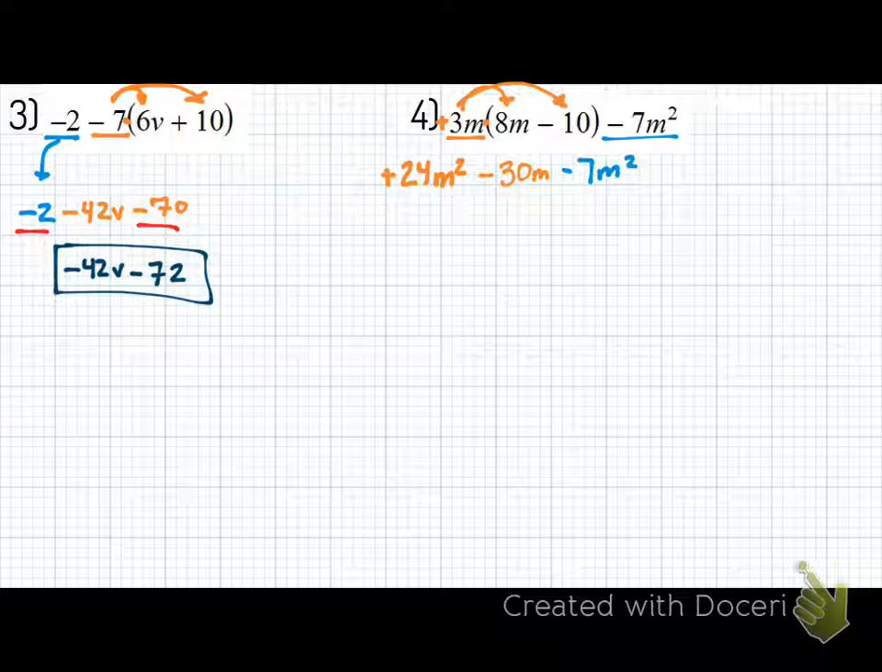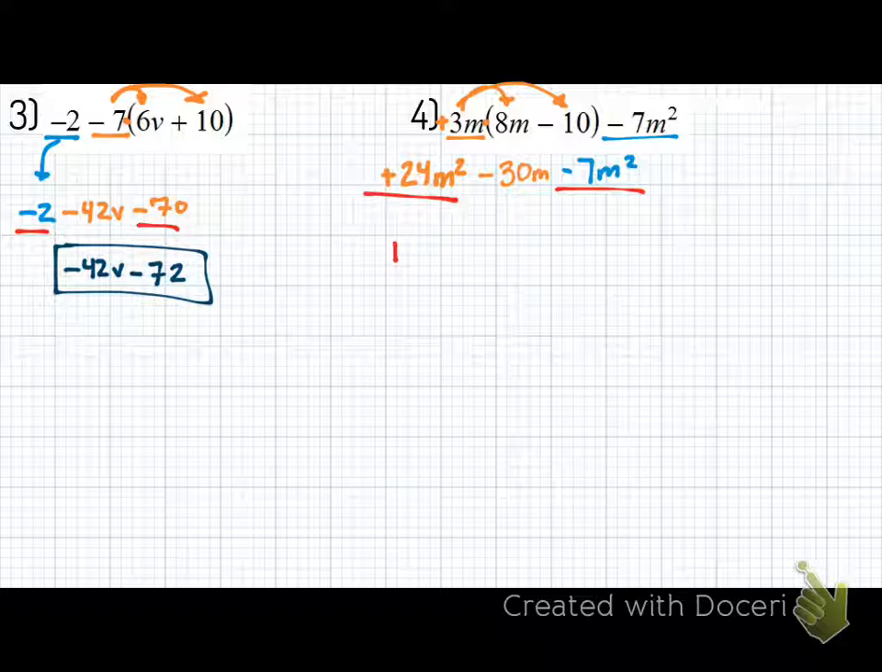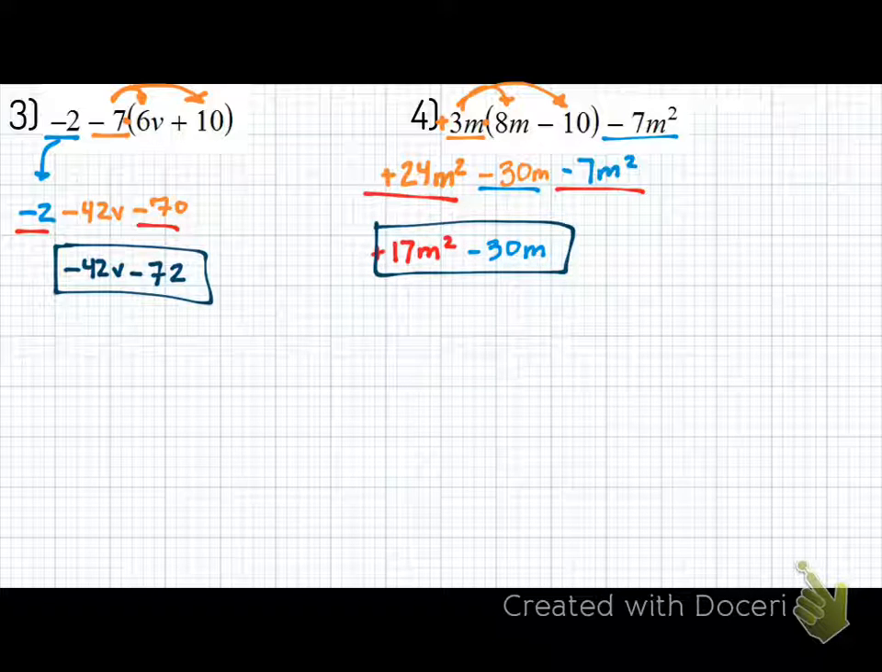Finish up my problem for me. Ready? Go. I'm going to combine 24m squared and negative 7m squared. They're the same term, or like terms, so 24 minus 7 is 17m squared, and it's positive 17m squared, right? And then negative 30m we bring down, so then the answer is this, okay?